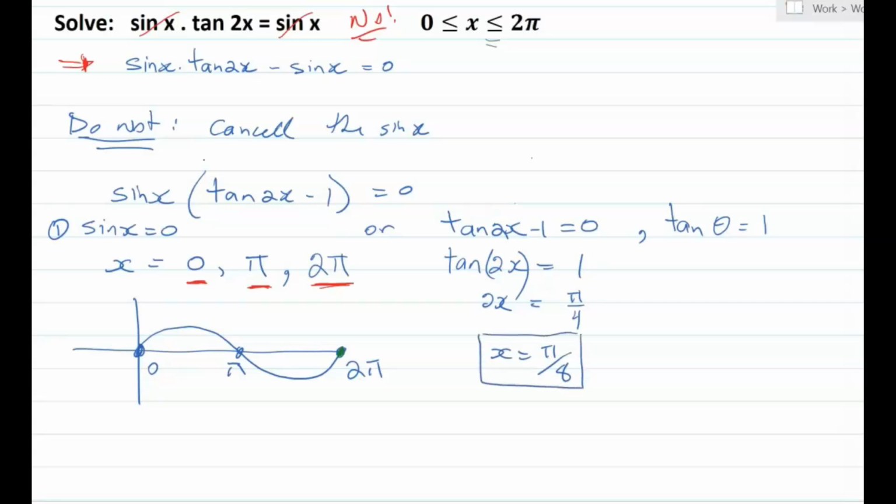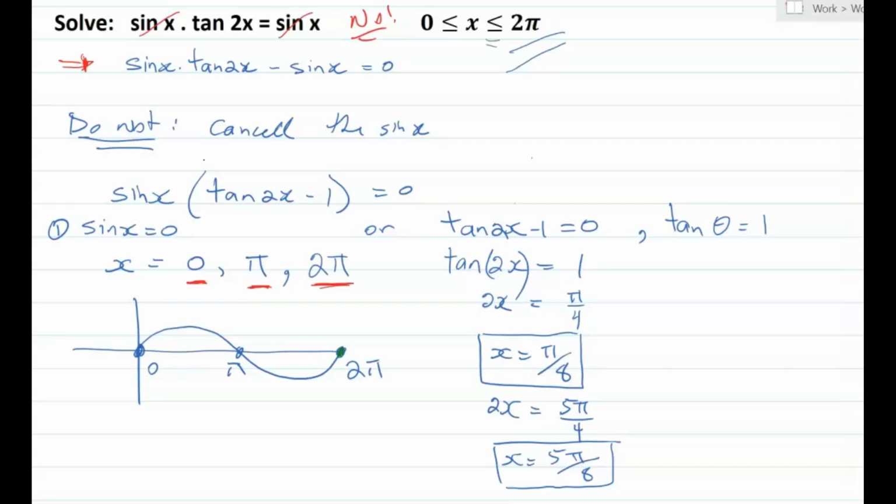Great. The next one is the tangent also. The next angle for the tangent of 2x equal to 1 is in quadrant 3. So that means we have to add another pi to the pi over 4, which is going to be 5 pi over 4, and that's in quadrant 3, and x now is 5 pi over 8. That is the second angle. We are not done yet. We still have to continue because we are looking at the entire domain between 0 and 2 pi, the interval that we want.